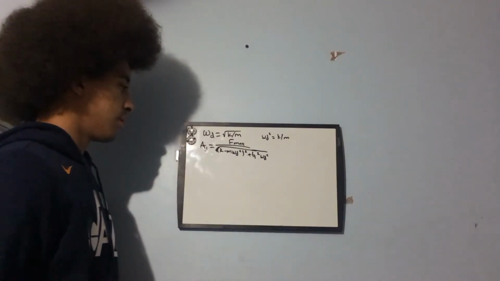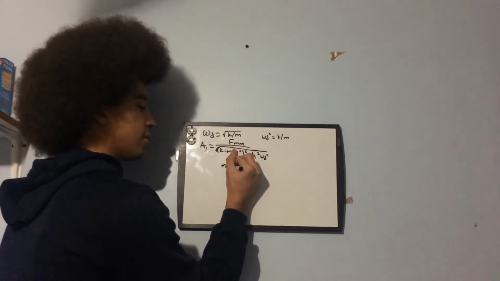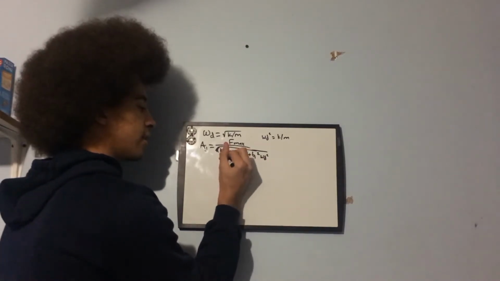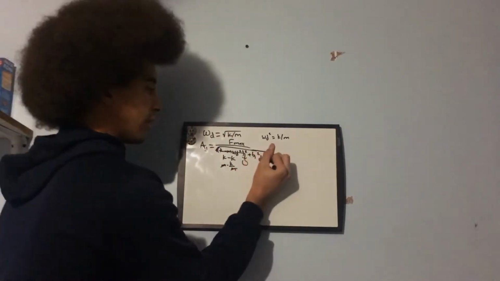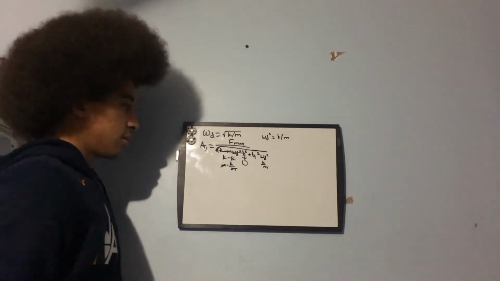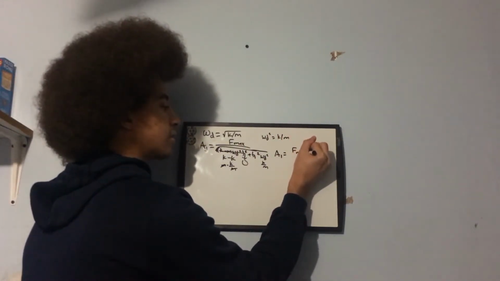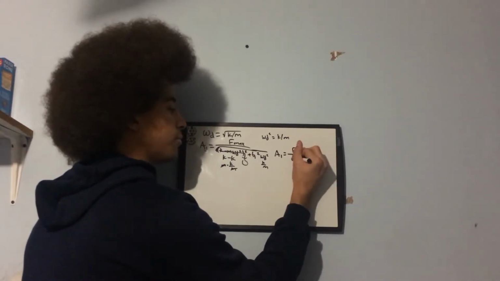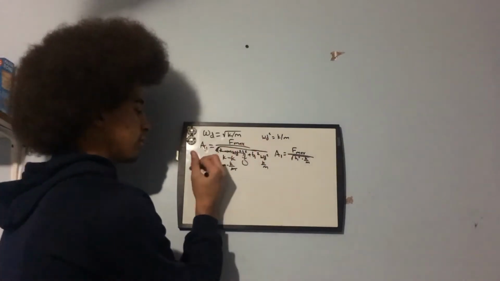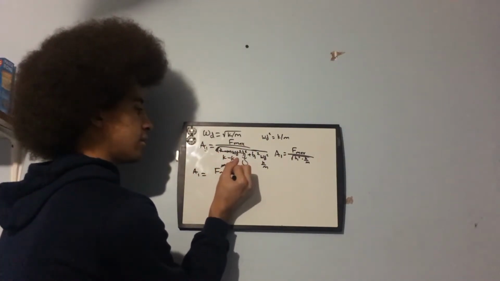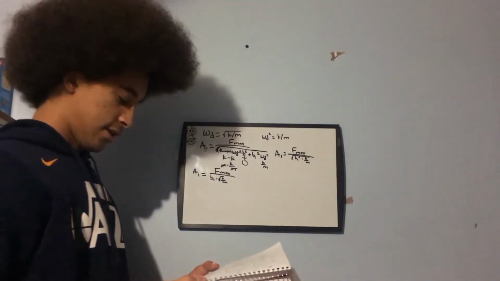So if we plug K over m in here, it would be m times K over m. So these would cancel out and end up being K minus K, so this whole part becomes 0. And this becomes K over m. So then we'll have A1 equals F max over root B1 squared times K over m. So then A1, amplitude 1, equals F max over B1 times root K over m. And that's what it is.